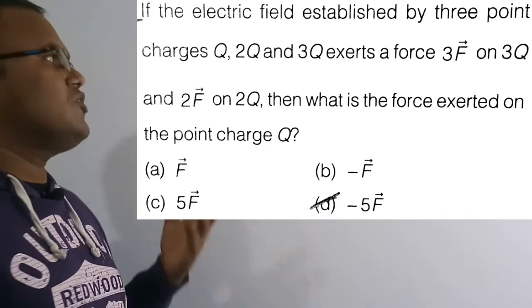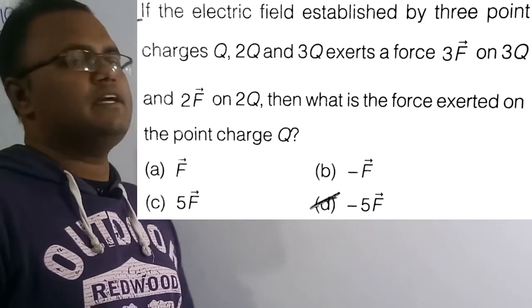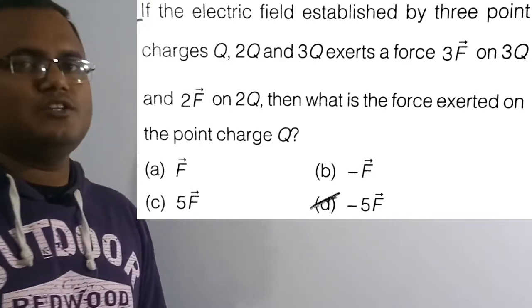We need to figure out. So out of these 4 options, option D, minus 5 F bar, is the correct solution of this question. So let's solve this numerical.